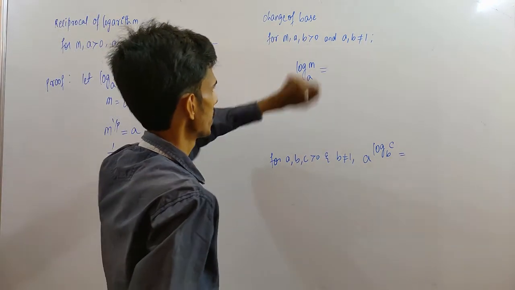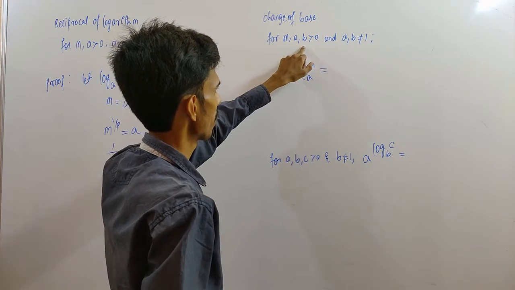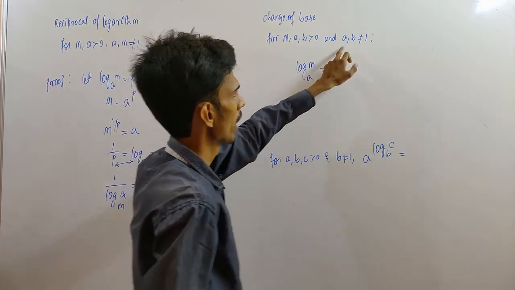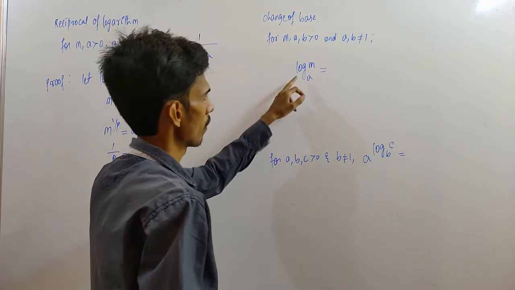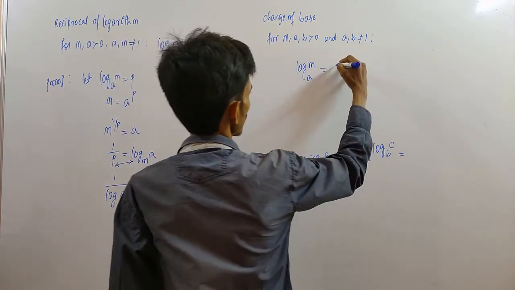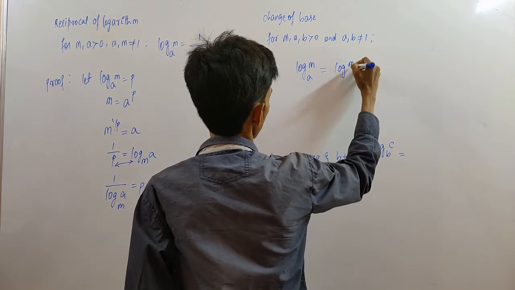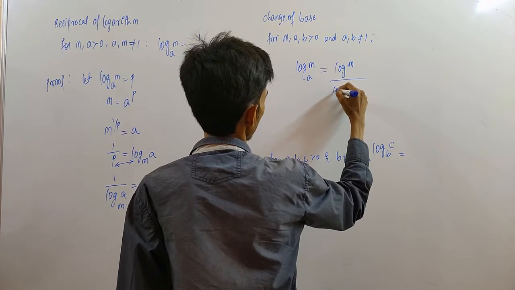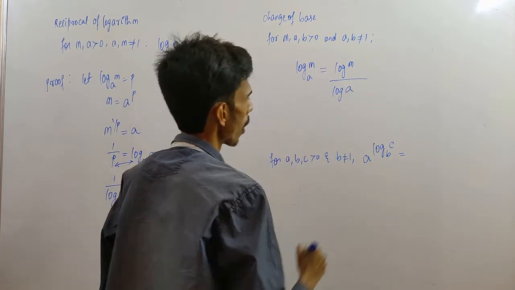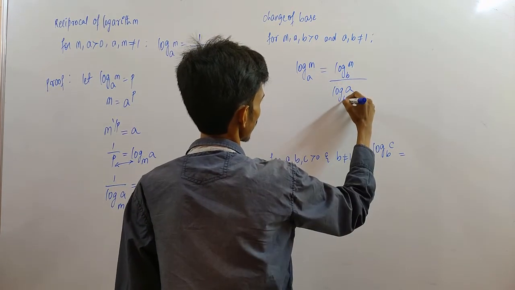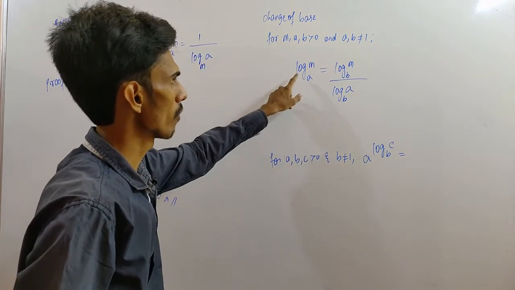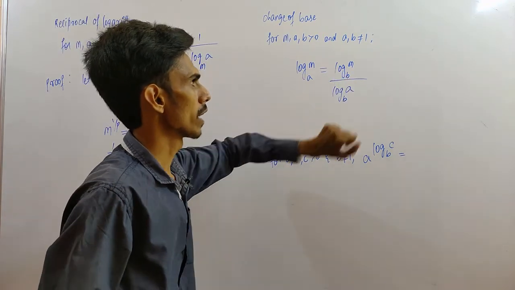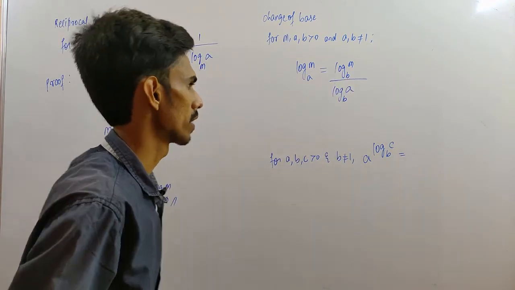Similarly, change of base: for m, a, b greater than 0, all positive, and ab not equal to 1, we have log m base a. This can be written as log m divided by log a to the common base b. So this is the formula: log m base a is log m base b divided by log a base b.